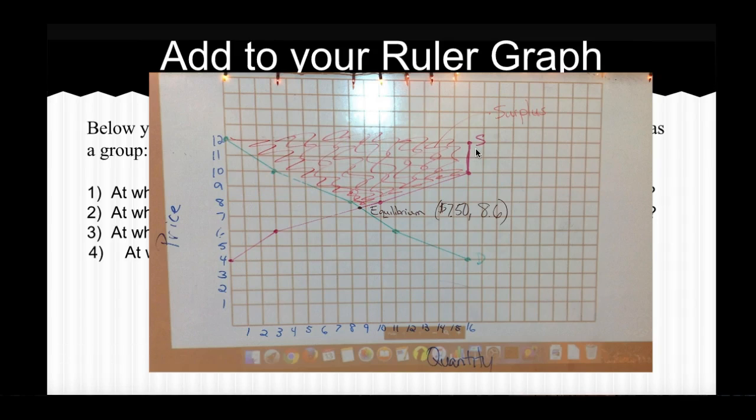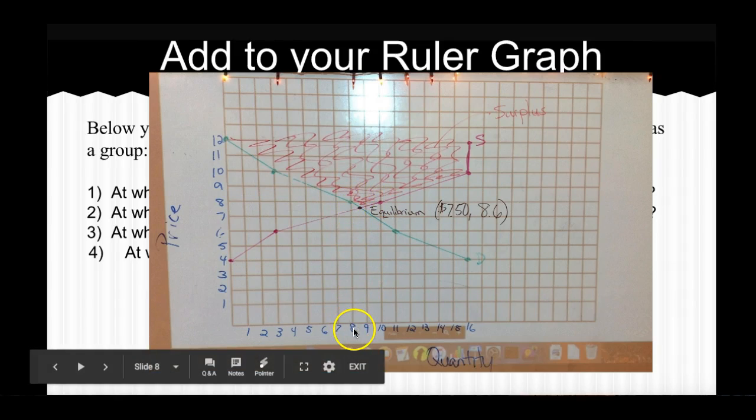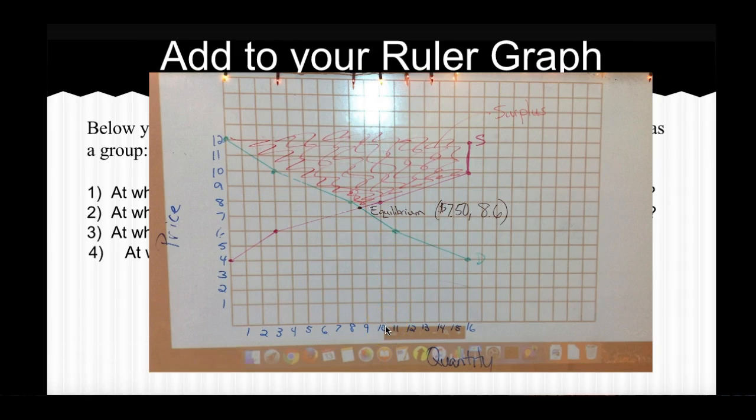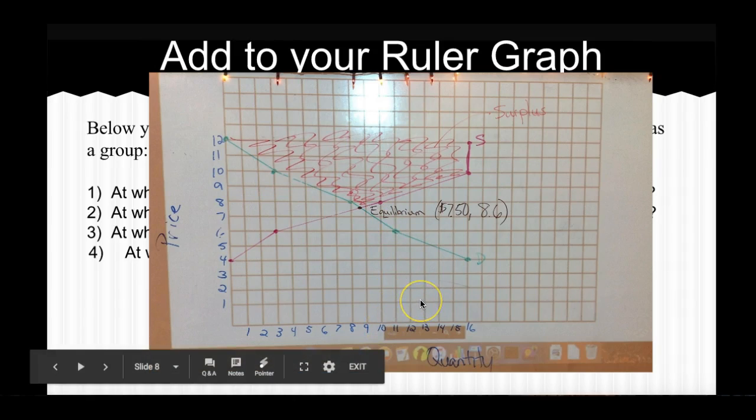All right, last question. Where is the smallest surplus? The smallest surplus is going to be above equilibrium, but it's going to be the points plotted closest to equilibrium. $8 is where the points are plotted closest to equilibrium. You'll even see that they're not very far apart. At $8, there are 8 demanded and there are 10 supplied. So you're going to have a surplus of 2 rulers.